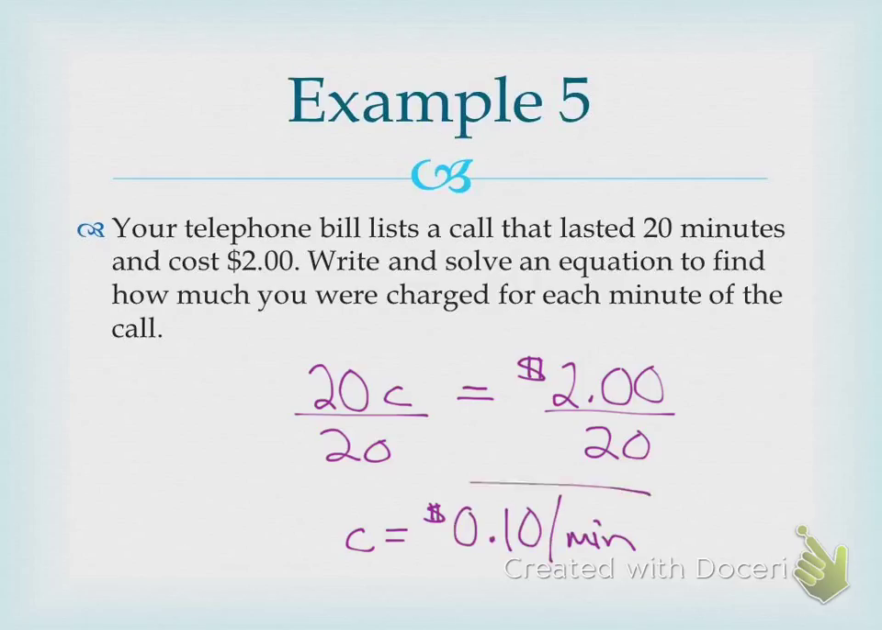This is similar to a word problem that you'll see tonight on your homework. So basically, on one side of the equation, you have the total cost. On the other side, you have your total minutes times you don't know how much it was per minute. So that's what you're finding, the cost per minute. I believe, if you understand that, that's everything you need to know for 7.4.